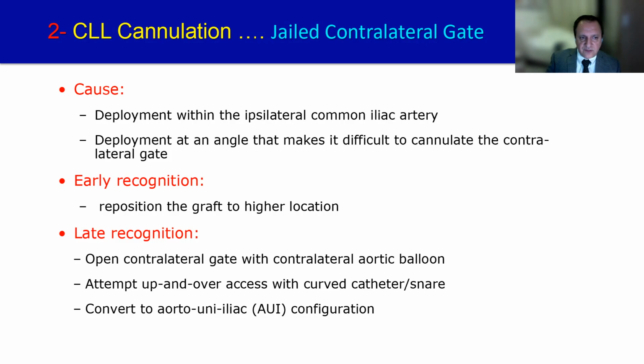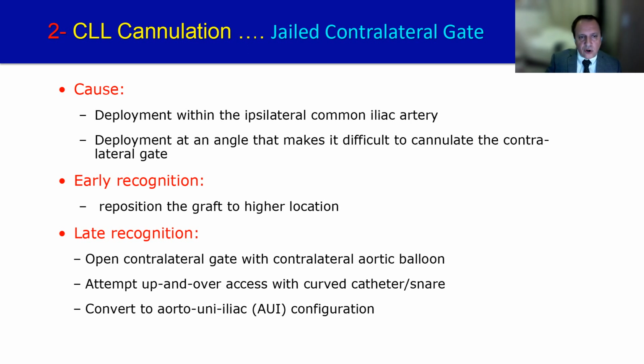Try to reposition the graft and push it up to a higher location. But if you recognize it late, then you need to open the contralateral gate with the contralateral aortic balloon and also attempt an up-and-over cross with a curved catheter, then snare the wire and try to pull the wire to the contralateral limb and try to pull it to the contralateral iliac artery.